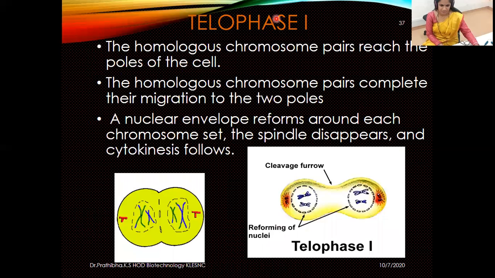Telophase I. The homologous chromosome pairs reach the poles of the cell, right? The homologous chromosome pairs complete their migration to the two opposite poles. A nuclear envelope reforms around each chromosome set. The spindle disappears and cytokinesis follows. You can see the diagrammatic representation here.